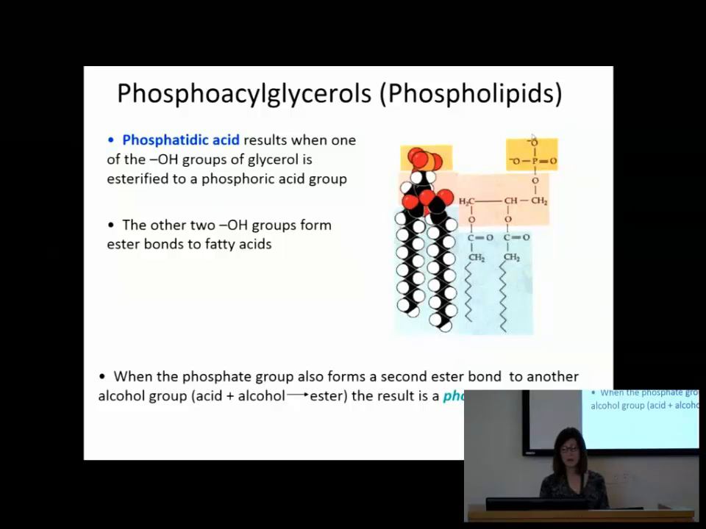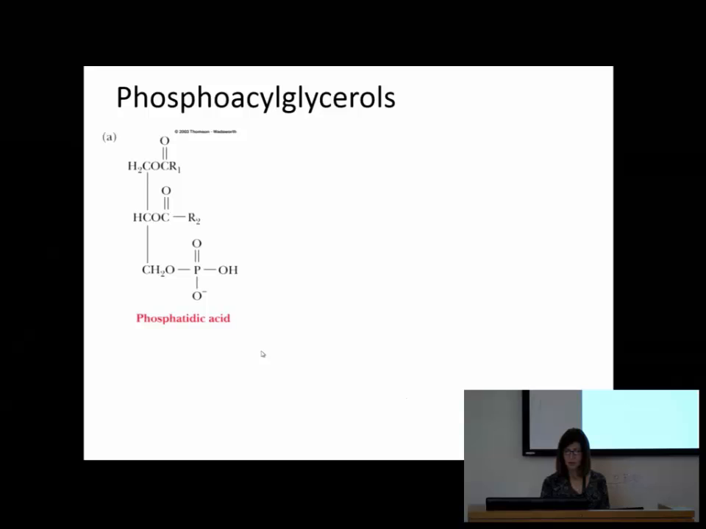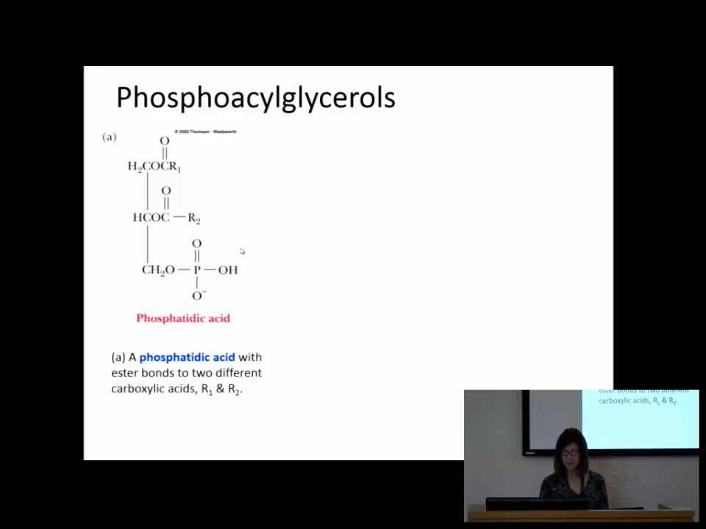So here is our just plain phosphatidic acid. All right, you can have two different fatty acids. Remember, R is this generic group that we don't really care about. It's just going to be our long hydrocarbon tail chain. And then an ester is when we take away this hydrogen and we put another group.